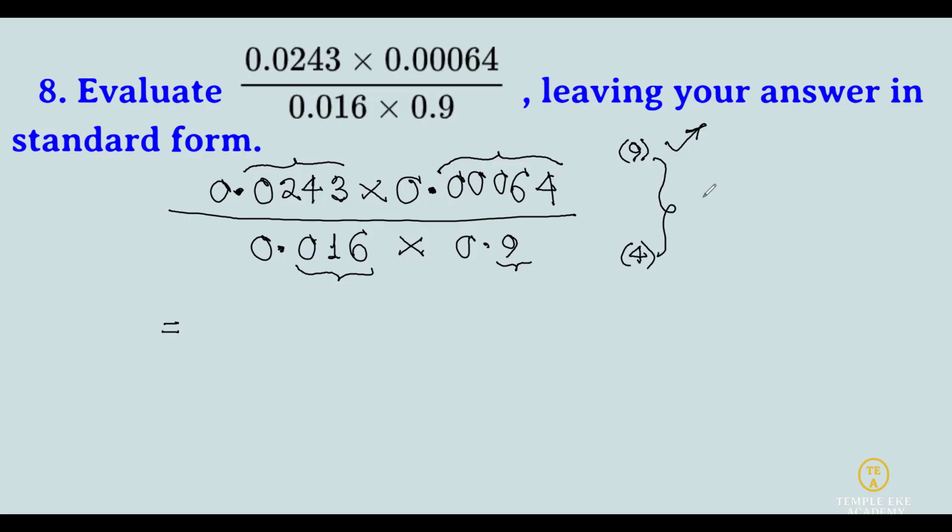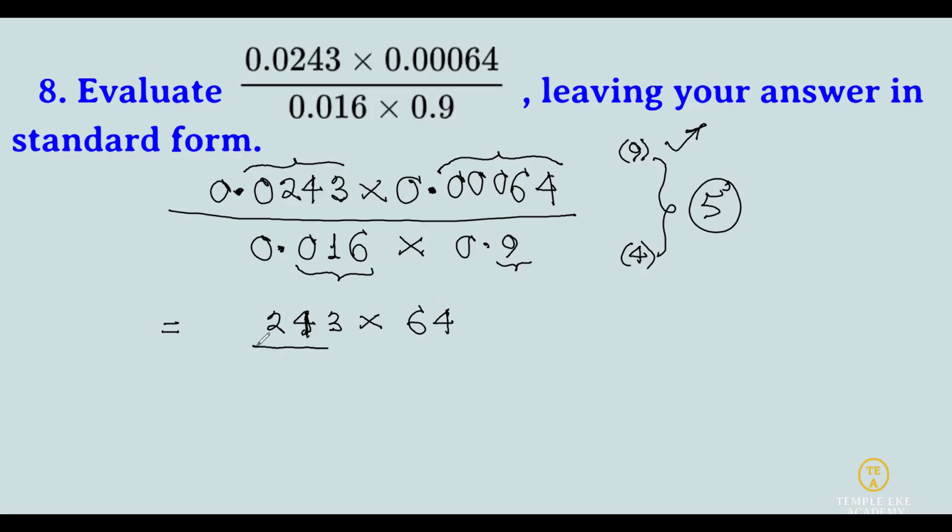9 minus 4, 5 is the difference. Beautiful. Now take the step. Write the real digits, non-zero digits in the numerator. Let's go. That means we're going to write 2, 4, 3, excluding the initial chain of zeros, multiplied by now the significant digits again, 6 and 4 alone, excluding the chain of zeros in the beginning.